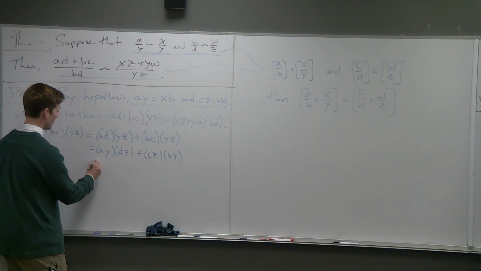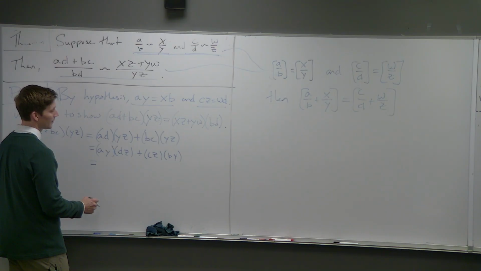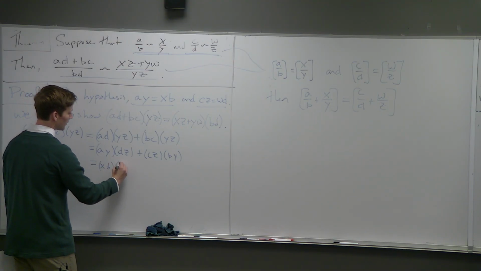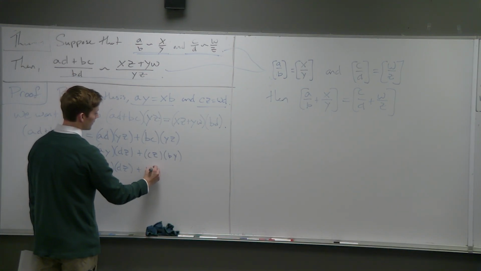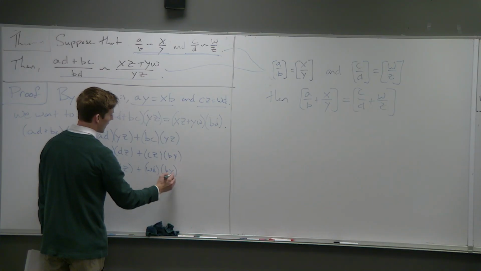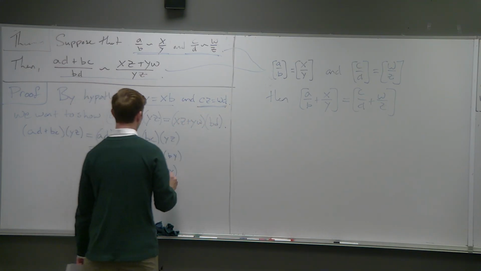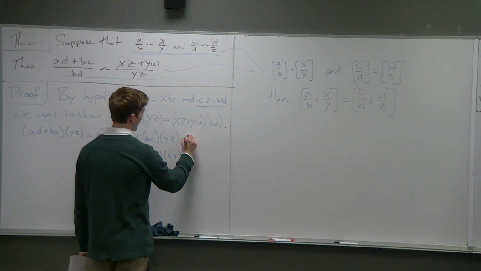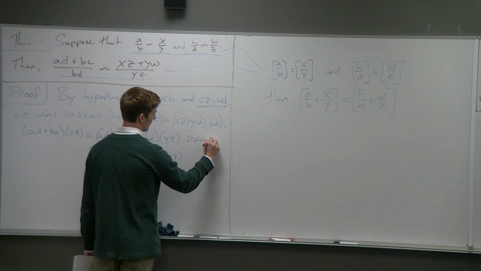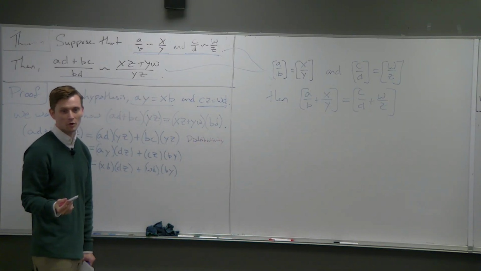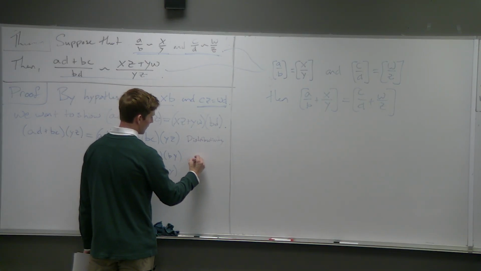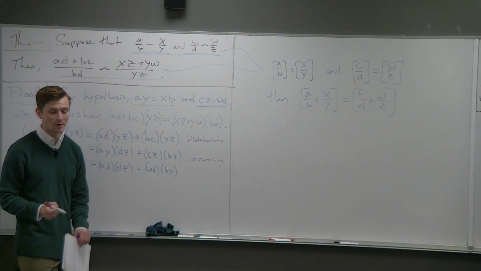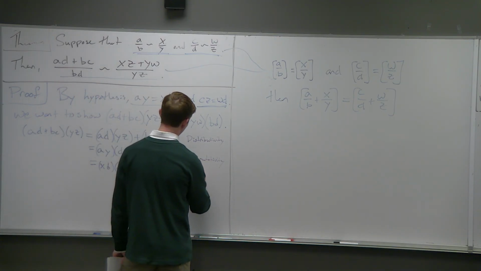Okay. Now, by hypothesis, AY is XB, so this is XB times DZ plus WD times BY, since after all, CZ is WD. Just to be clear, we can justify every step if we want. This first one is by distributivity of multiplication over addition. This is by the commutativity of multiplication. That is, it doesn't matter what order you do it in. And then this here is by hypothesis.